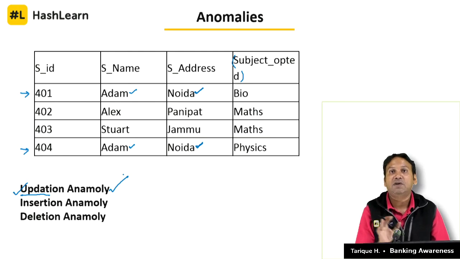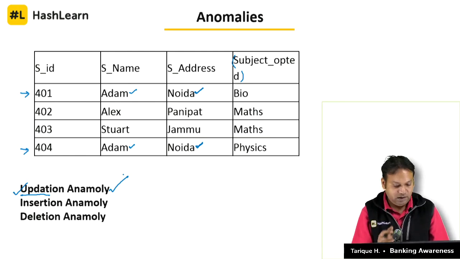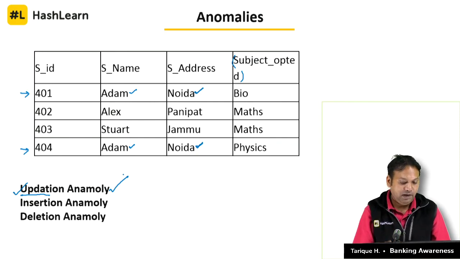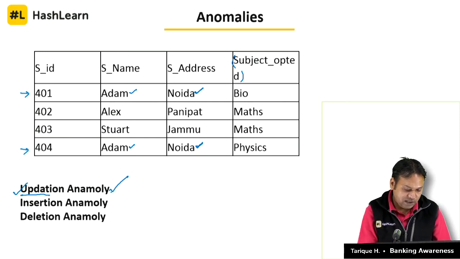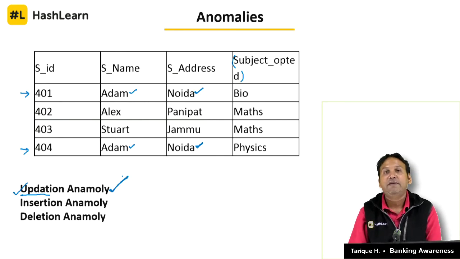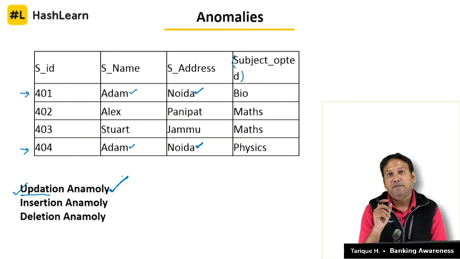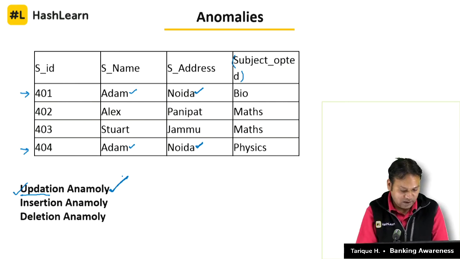A good database should not have this problem where the person has more than one record having the same address. So updation anomaly means that if we change a particular field in a record, then the same field has to be changed in multiple records. This should not be the case.